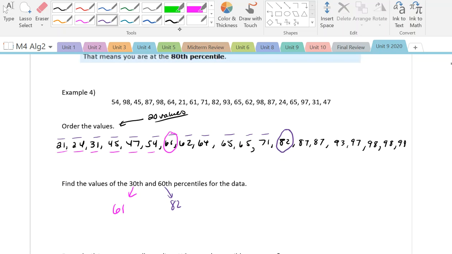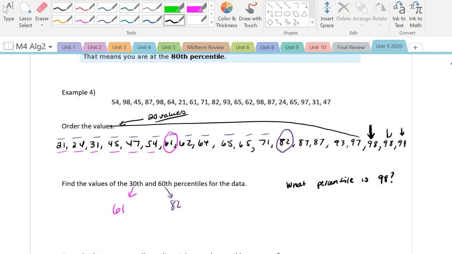The other direction we could ask this question is what percentile is 98? Well, 98 is right here, here, and here, but this is the smallest one. So that's the one we're going to focus on because we don't want to have or equal to. We have strictly less than. We want to know how many values are less than it. 1, 2, 3, 4, 5, 6, 7, 8, 9, 10, 11, 12, 13, 14, 15, 16, 17. Okay, 17 values are smaller than it of the 20, which is 85%. So it's the 85th percentile.